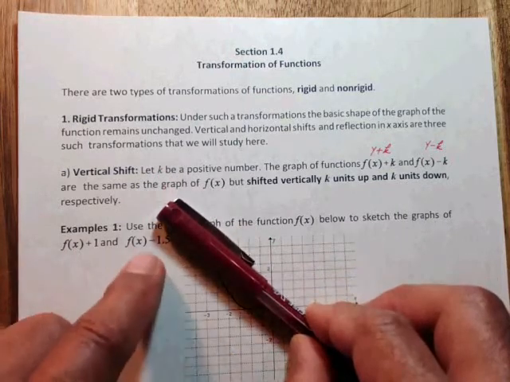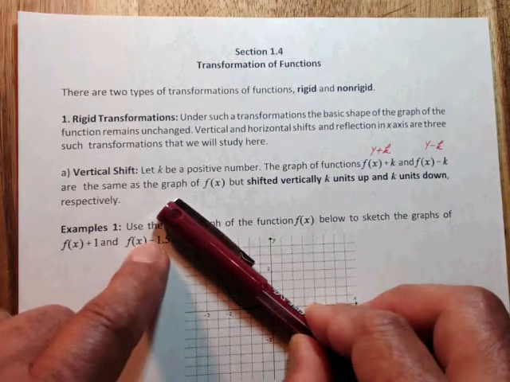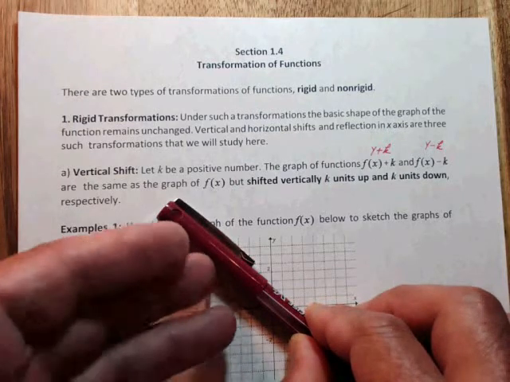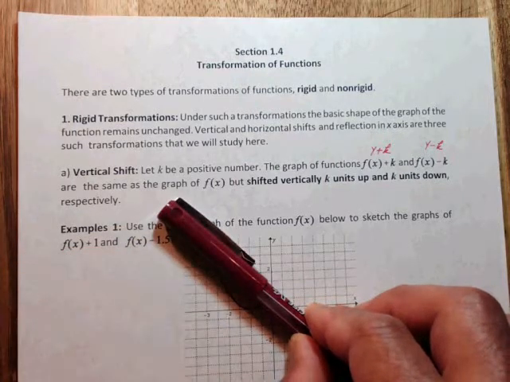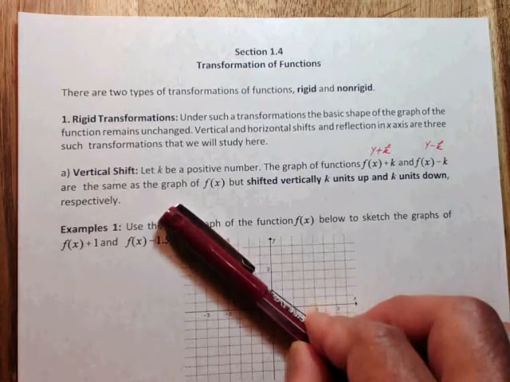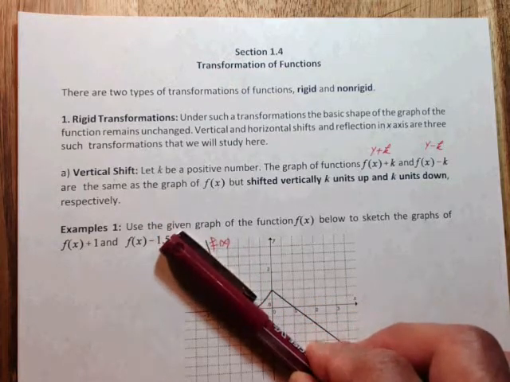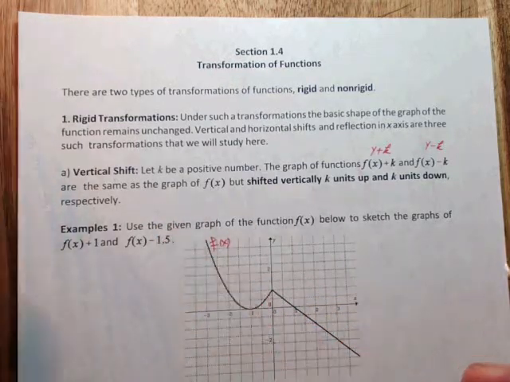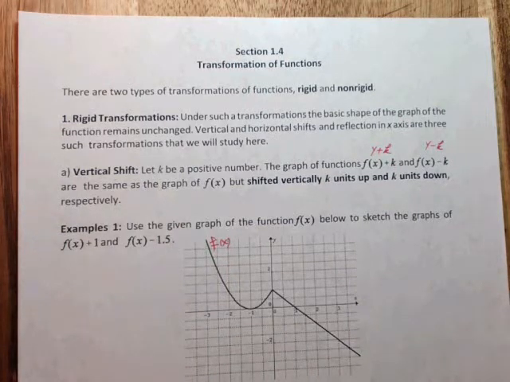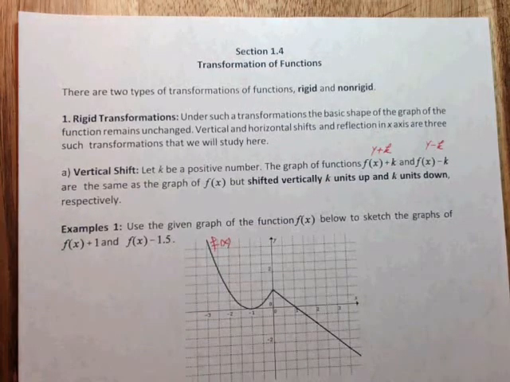Or if I want to have the graph of f of x minus 1.5, and this pen is my graph, I just move it down 1.5 units downward. That would be the graph I'm looking for. So this is actually a little bit of artwork. It depends how good you are in drawing. So let me give it a try here.